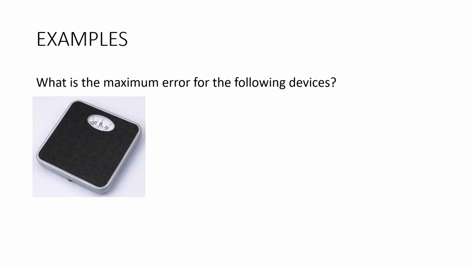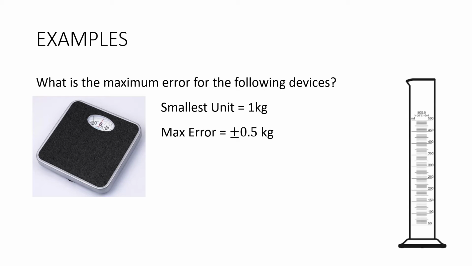Here's another couple of examples. What is the maximum error for this device? So this one's in kilograms. The smallest unit that I can see there is 1 kilogram. So the maximum error is going to be plus or minus 1/2 a kilogram. And this one's slightly different. You can see here 50 mils and then 100 mils. So we work out what each of those little lines are. They must be 5 mils each. The smallest unit is 5 mils, so the maximum error is plus or minus 2.5 mils.